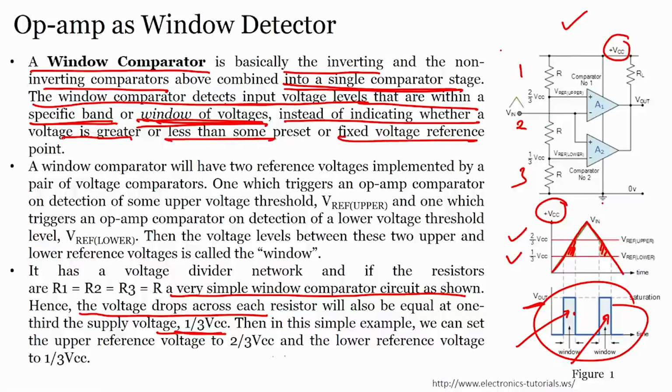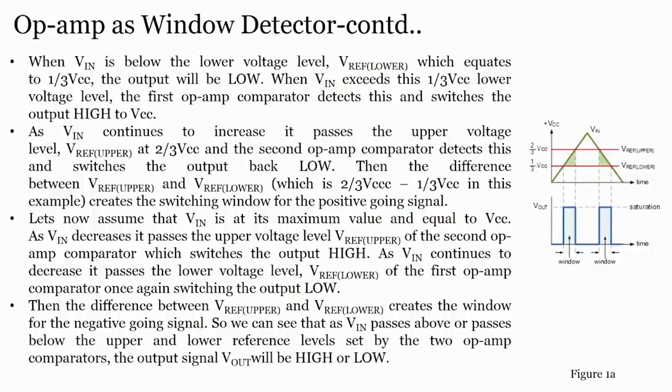Then in the simple example we can set the upper reference voltage at 2 by 3 VCC, and the lower reference voltage we have set at 1 by 3 VCC. Now, when V in is below the lower voltage reference, which equates to 1 by 3 VCC, the output will be low.